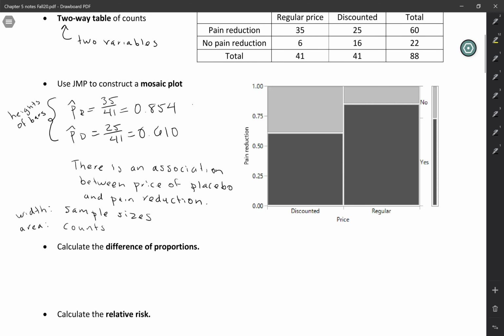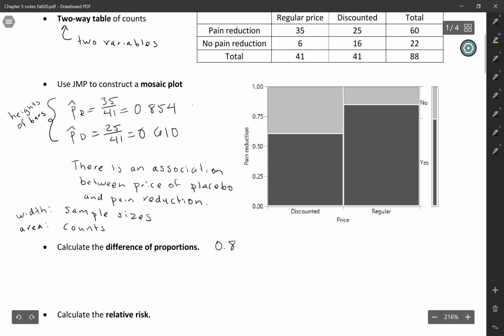So we have a table, we have a mosaic plot. What about statistics to describe this type of data? So when we say a statistic, we mean one number that's going to summarize the whole sample. One thing that we can do is just calculate the difference of these proportions. So we could take the proportion who had pain relief in the regular price group minus the proportion in the discounted group, and that comes out to be 0.244.